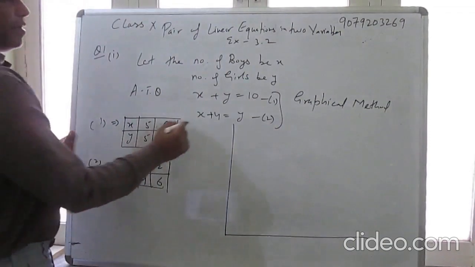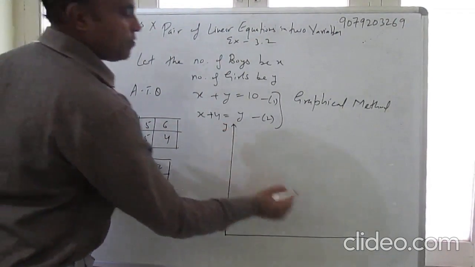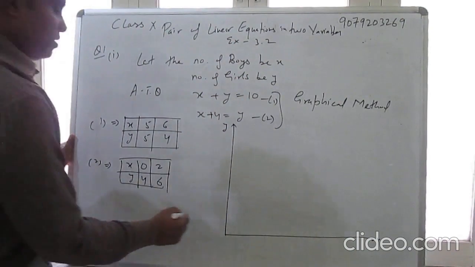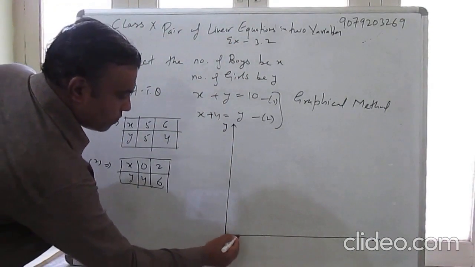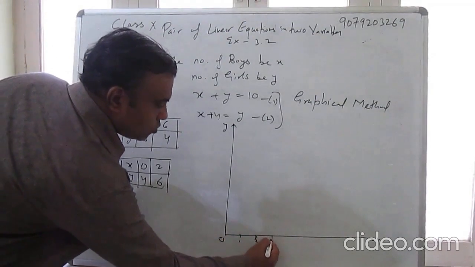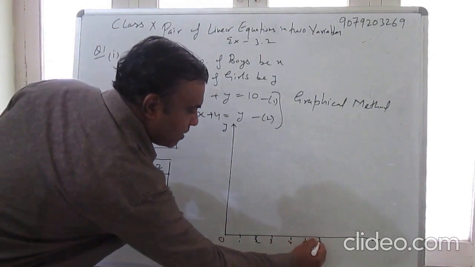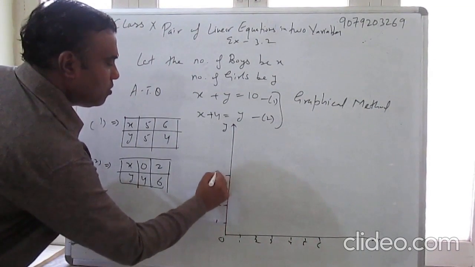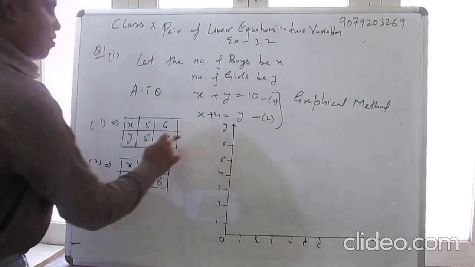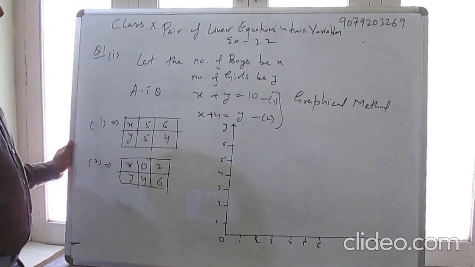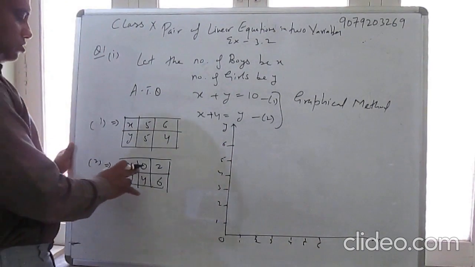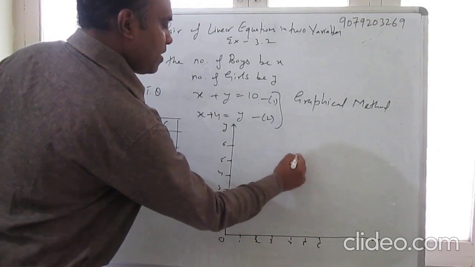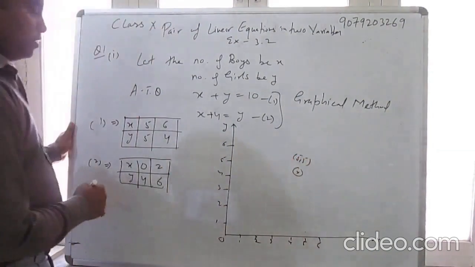You plot the points on the graph paper. This is the y-axis, this is the x-axis. 1, 2, 3, 4, 5, 6 on both axes. All are positive points, so it is in the first quadrant. Now see, the point 5, 5: 5 here, 5 here.